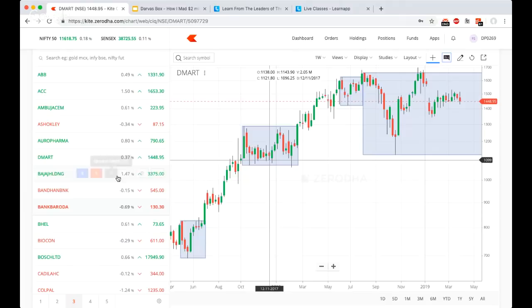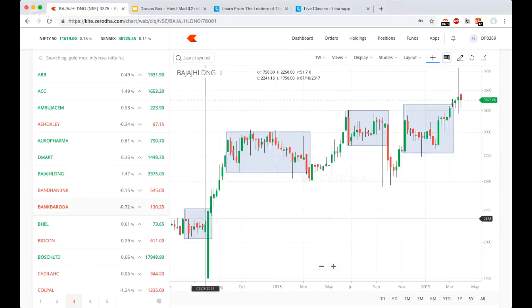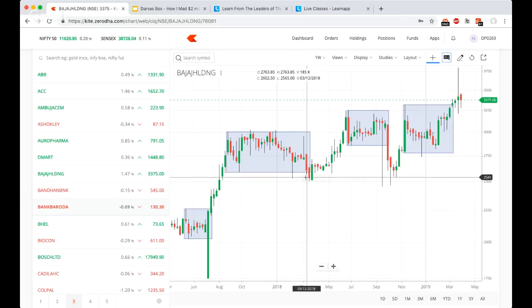Let me move forward. So let's see next, Bajaj Holdings. Okay, here's another example. We have this green bar closed above it. That's your entry, waiting for a close below the box, and we got it. Damn it. This red bar closed below it, you're out. So small profit. Not bad.